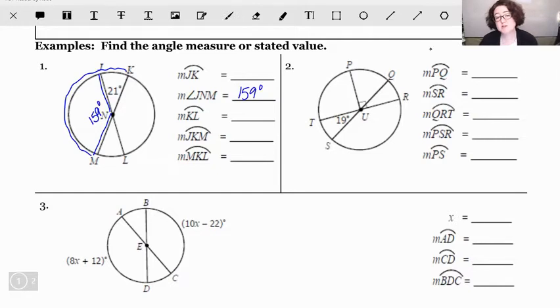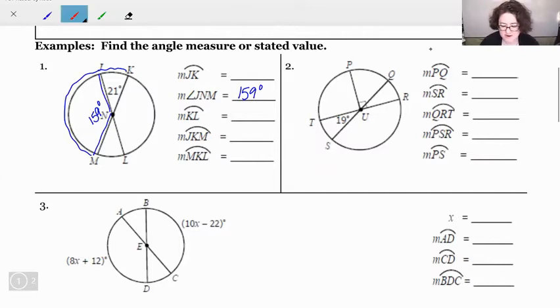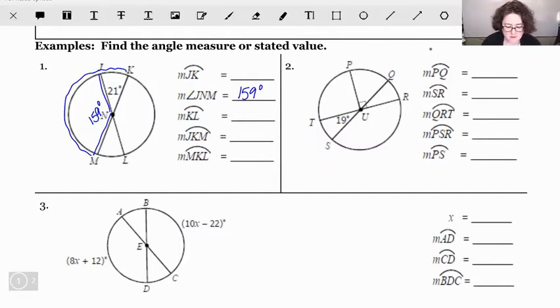And knowing that actually lets me label a whole bunch of other things on the diagram. So let me change my colors. So let's go to red. So let's see, do you see any special angle pairs in here? Again, we're trying to relate angles and arc measures, so anything we know about angles, let's use it if it can help. So do I know anything else that's actually equal to 21 degrees?